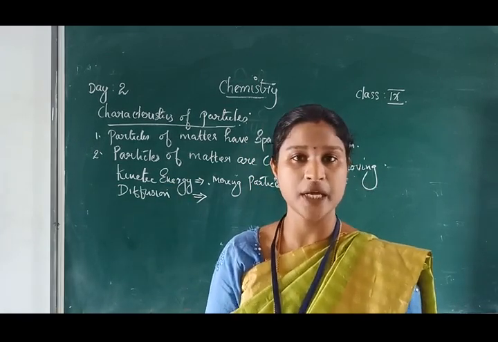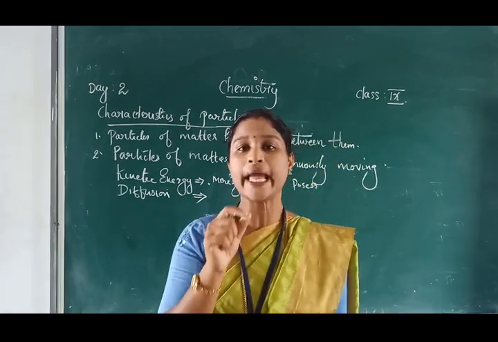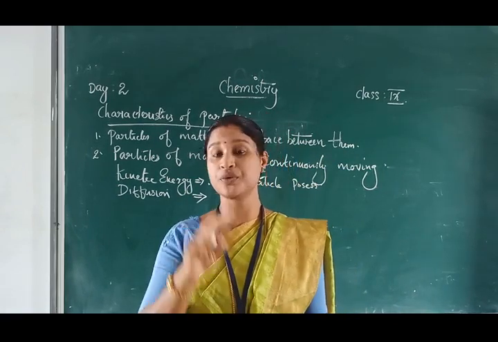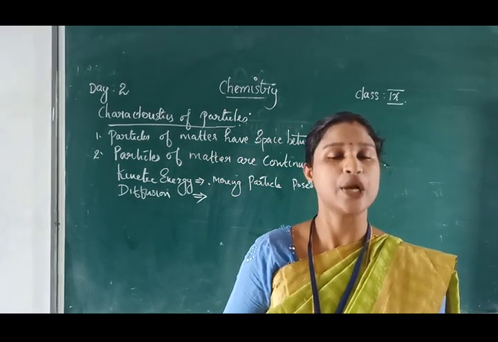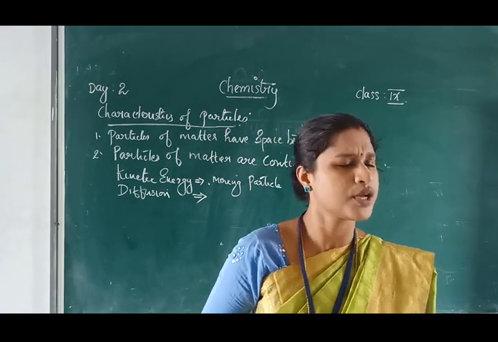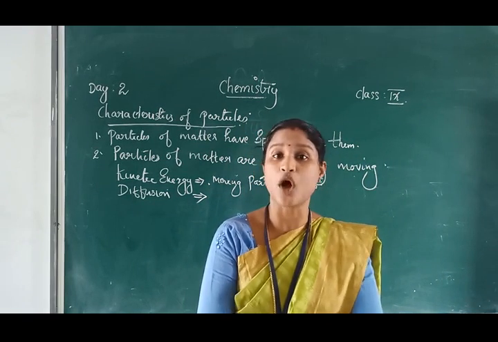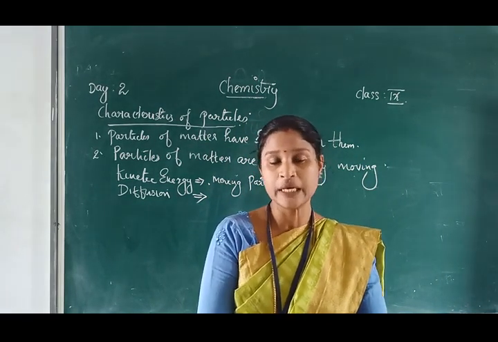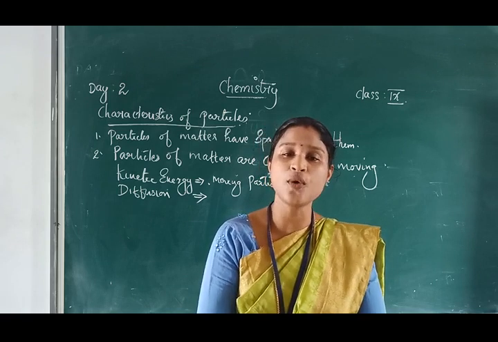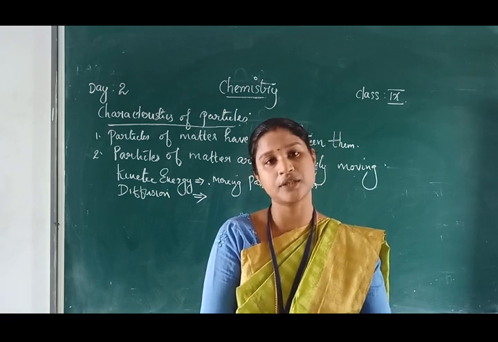So that property is known as diffusion. What is diffusion? The process of intermixing of two different types of particles of matter is known as diffusion. What is diffusion? The process of intermixing of two different types of particles of matter into their own.